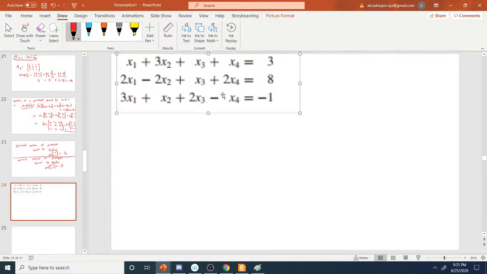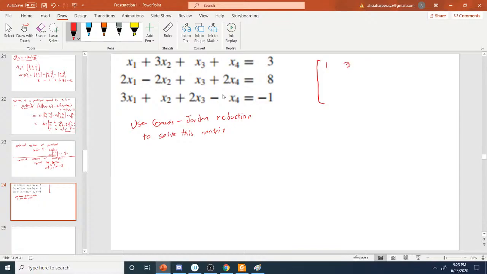So what we want to do is we want to use Gauss-Jordan reduction to solve this matrix. So here we have 1, 3, 1, 1, 2, negative 2, 1, 2, 3, 1, 2, negative 1, augment 3, 8, negative 1.